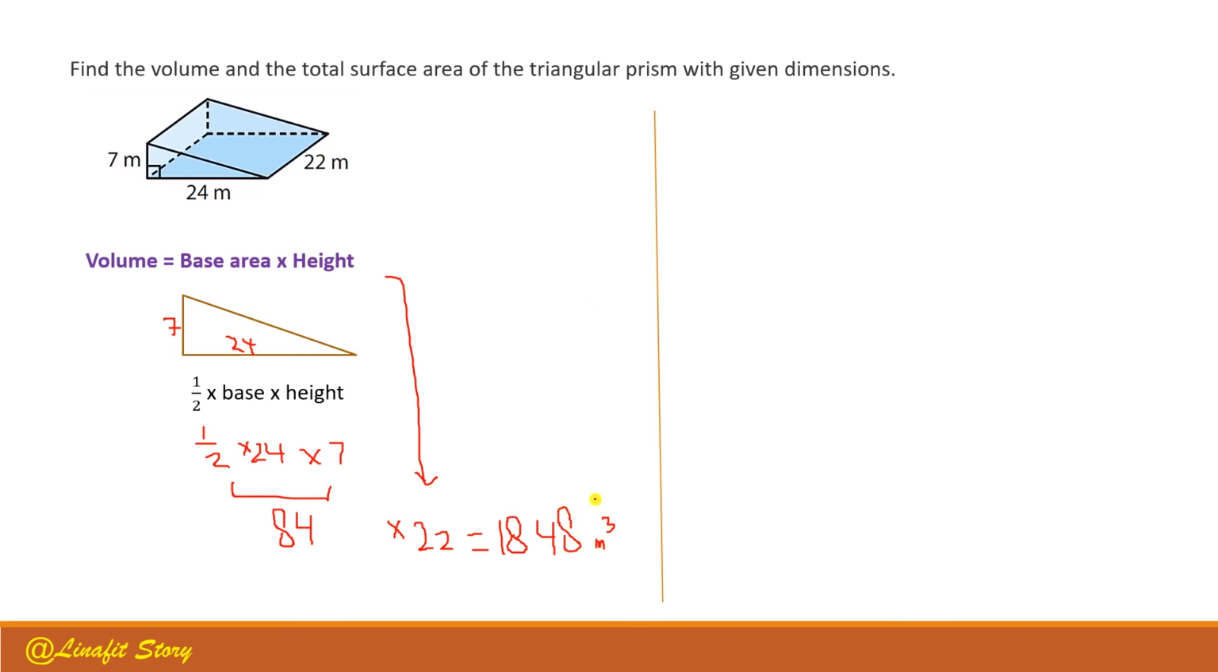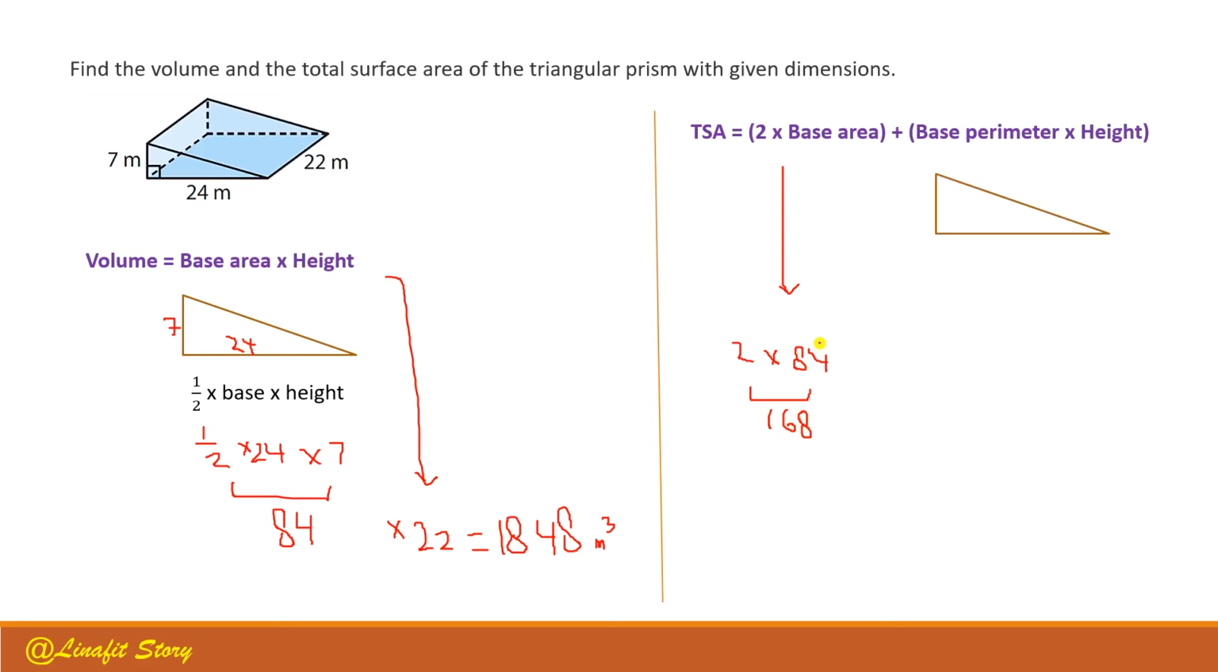And now we will find the total surface area. To find the total surface area is 2 times base area plus the base perimeter times height of the prism. The base area is 84. So 2 times 84 is equal to 168 plus the base perimeter.